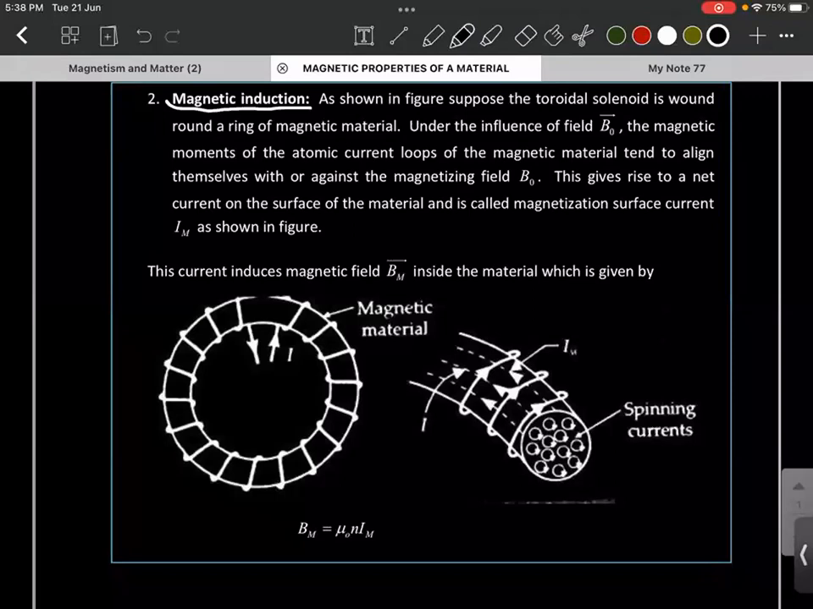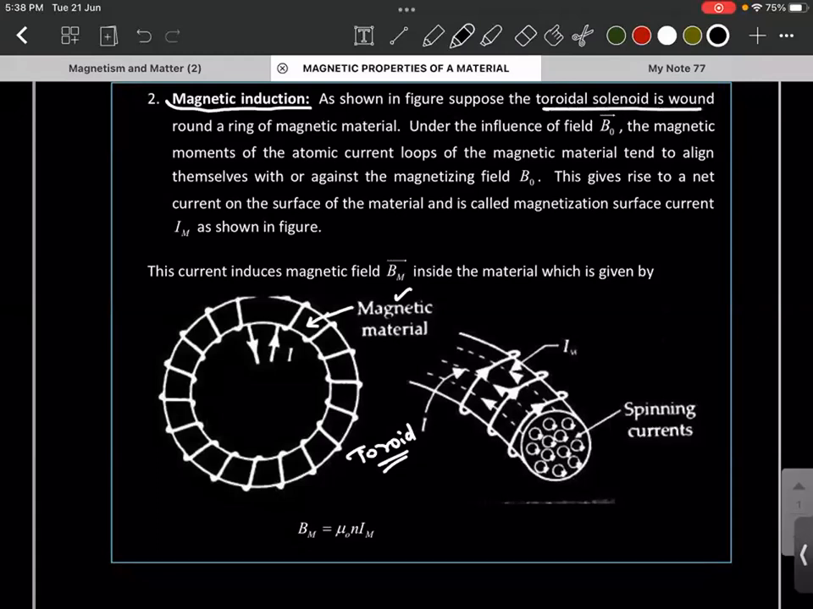Now, what happens inside a magnetic material, that we will see. For example, if I have a toroid and these wires are wound around a magnetic material. That magnetic material can be anything: aluminum, copper, iron, whatever it is. Now, when the toroidal solenoid is wound around a ring of magnetic material, under the influence of the field B naught, what is this B naught called? It is called the magnetizing field.